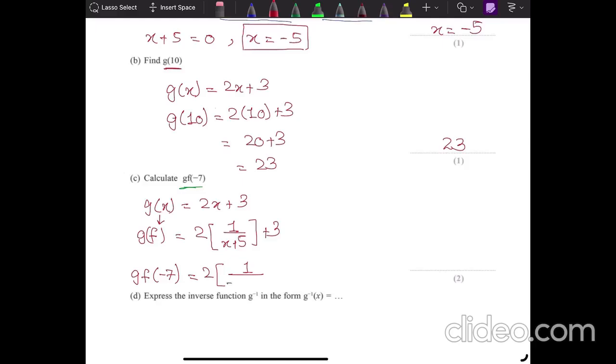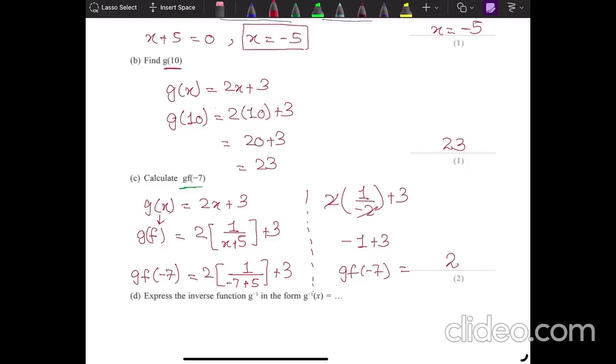I will take 1/(-7 + 5) + 3, and if I solve it further, I get 1/(-2) + 3, and the 2 can be cancelled, so -1 + 3 will result in 2. So according to the given situation, gf(-7) is equal to 2. That should be your answer. So that's how you need to solve such questions.